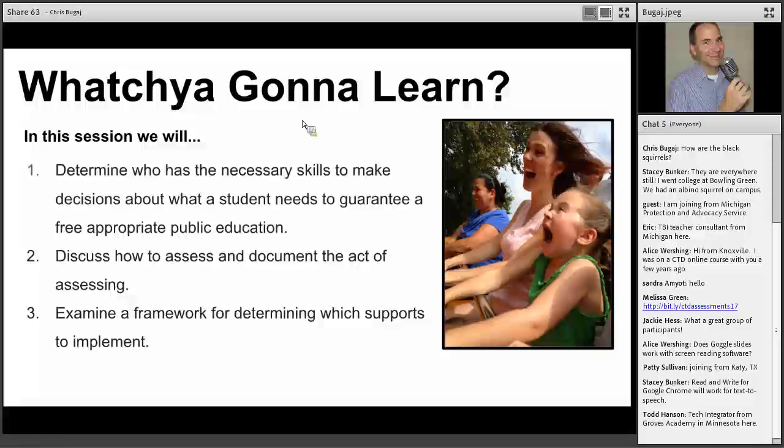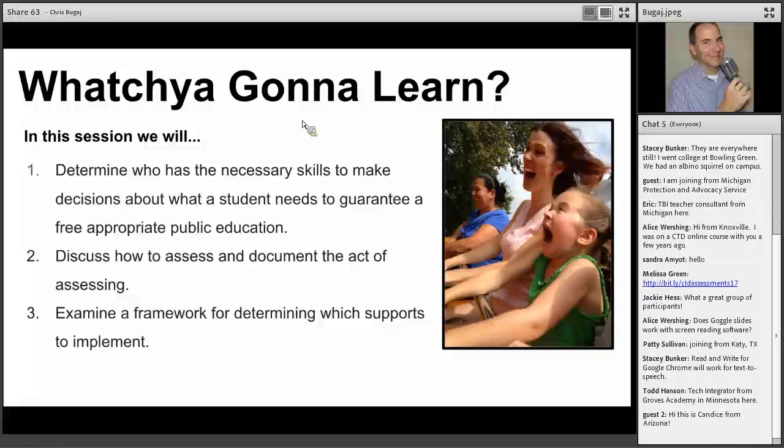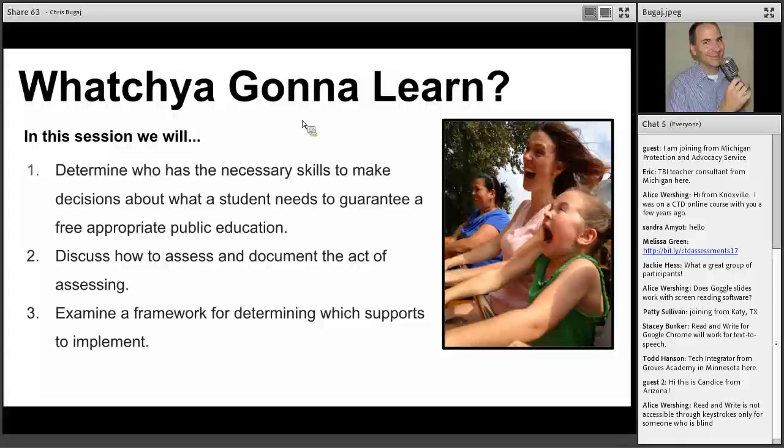Anytime you start a presentation, I was told that the best way to do it is to frame your learning. So here's what we're going to talk about today, I hope. We're going to talk about how to determine who has the necessary skills to make decisions about what a student needs to guarantee a free, appropriate public education. Who can do these assessments, or who can do the assessing that we're talking about? How to assess and document the act of assessing, meaning maybe we should be thinking about assessments in a slightly different way.